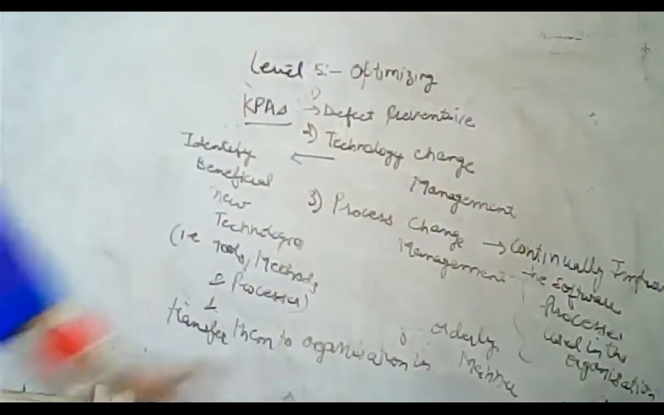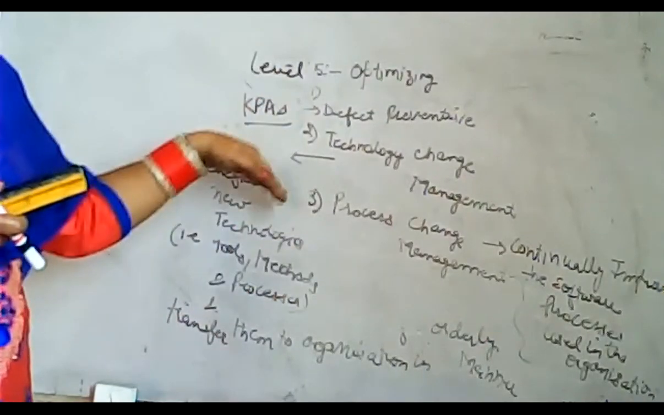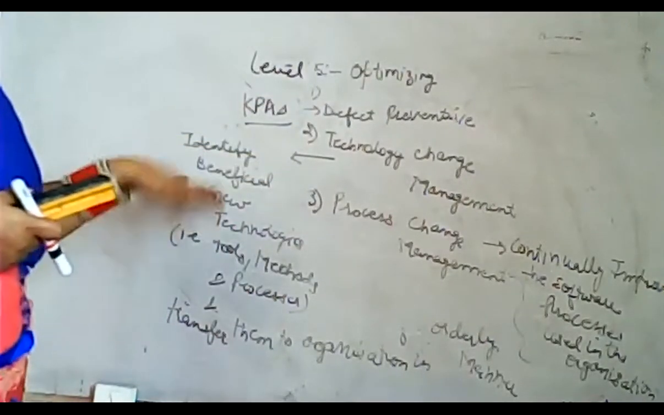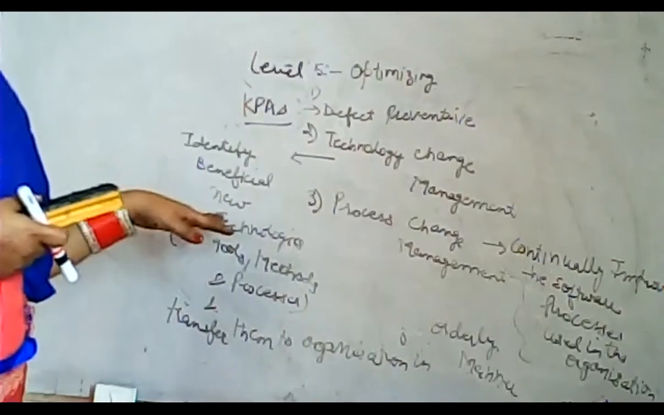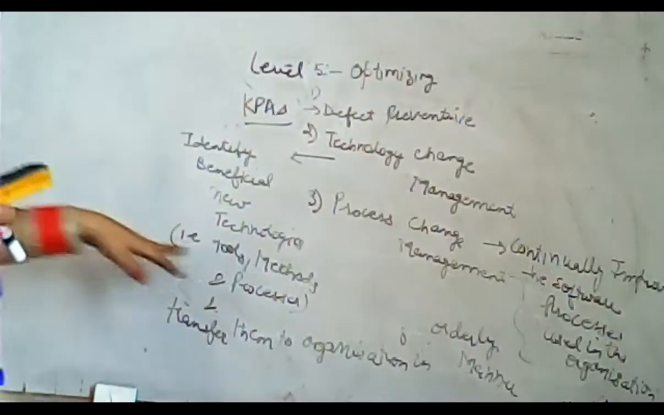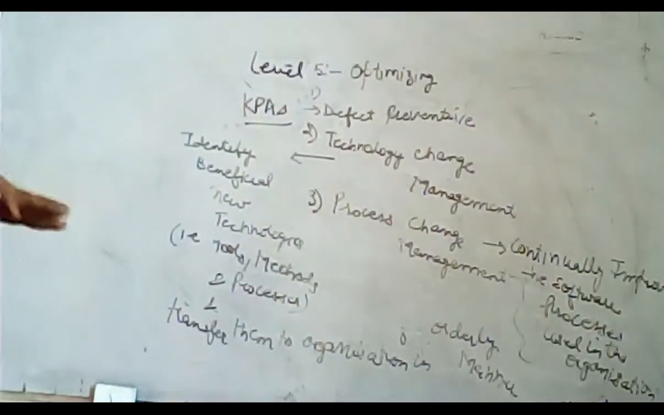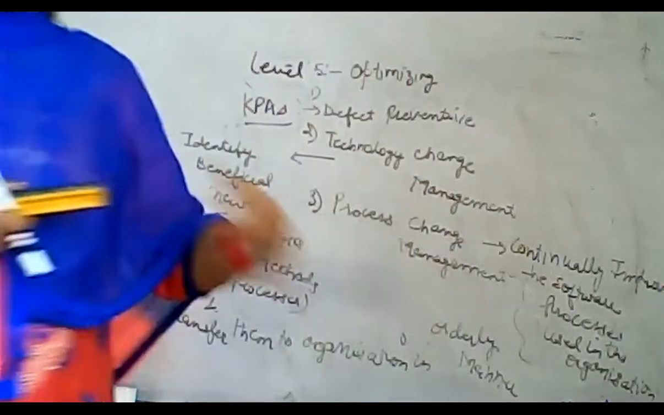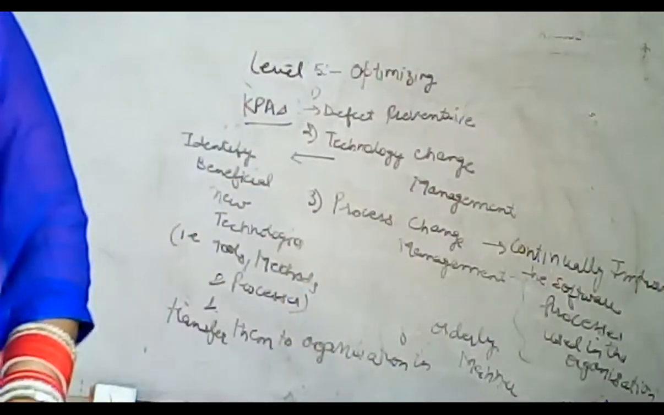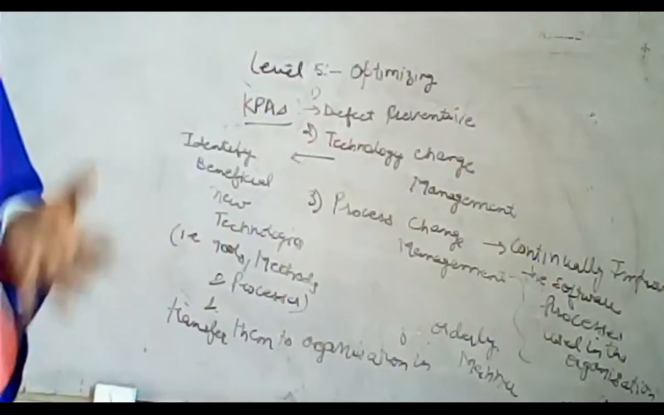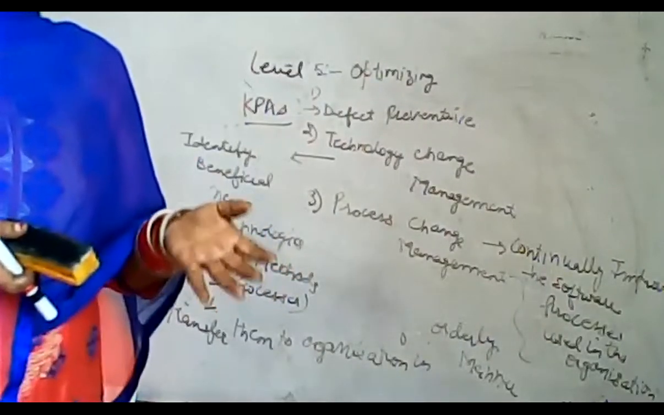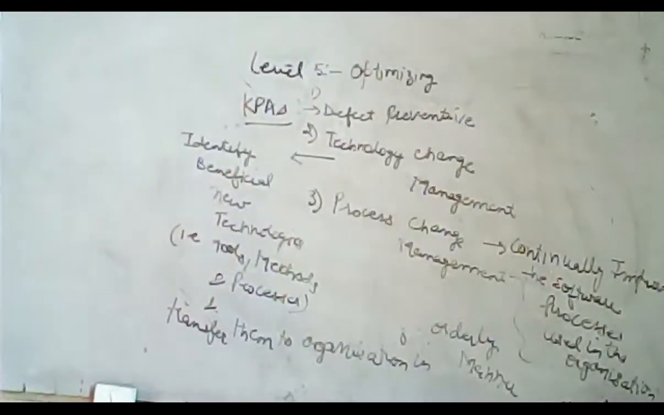So this is level 5. Defect prevention should be there. Technology change management includes identifying beneficial new technology. It should be able to adapt new technology tools, methods, and processes and transfer them to the organization in an orderly manner. And process change management continually improves the software processes used in the organization with the intent of improving software quality, increasing productivity, and decreasing the cycle time for product development. That should be there in the level 5 key process areas.